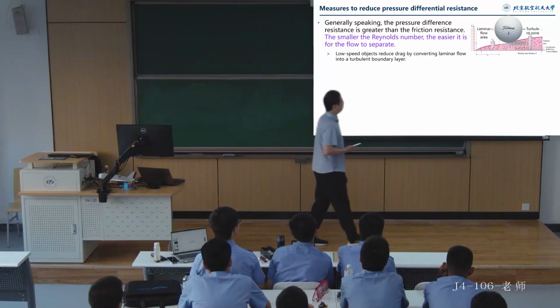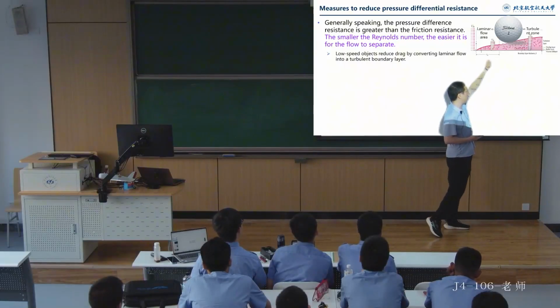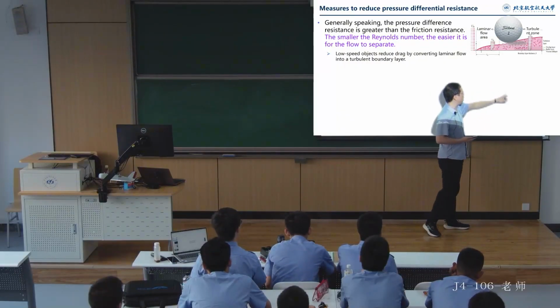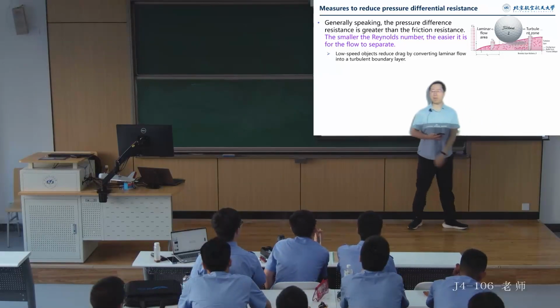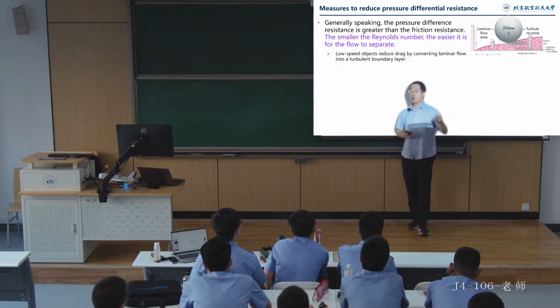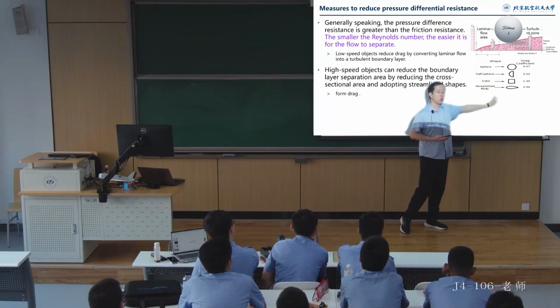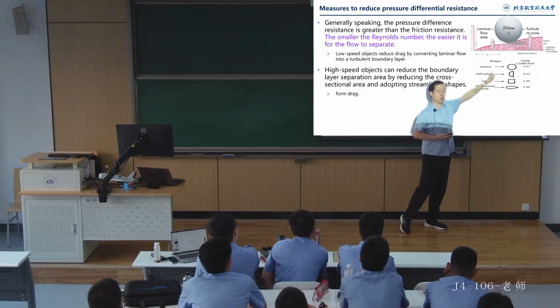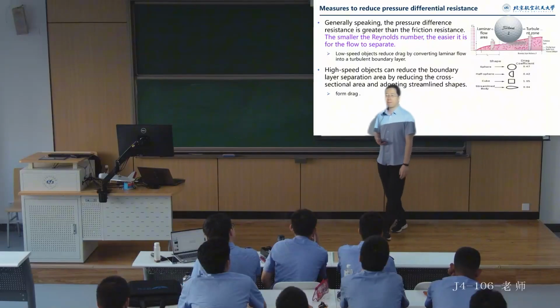Why? Because high-speed objects typically do not use such spherical cross-sections, nor would they produce this kind of hemispherical or square cross-section. We shape them into a teardrop cross-section. Why this cross-section? It's to reduce separation. This shape of object has the weakest separation, thus the drag it causes, this pressure drag, is the smallest.